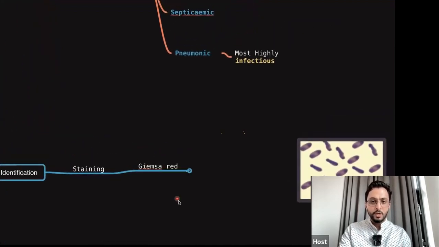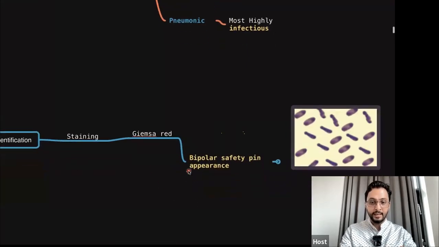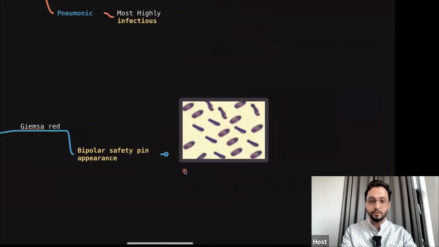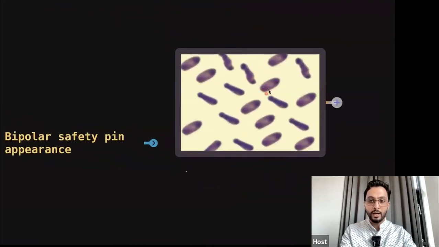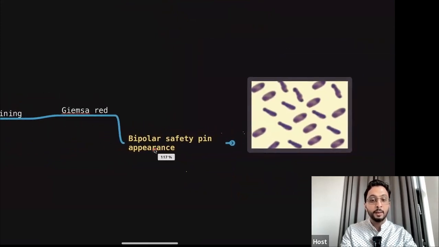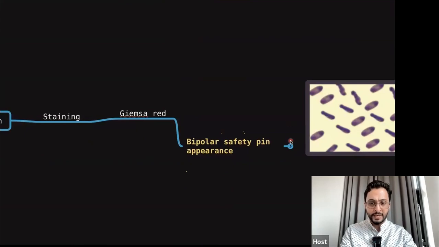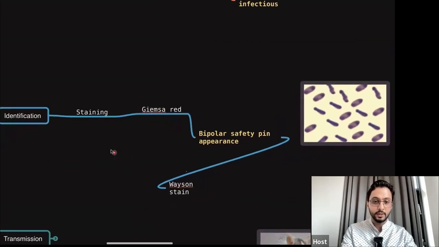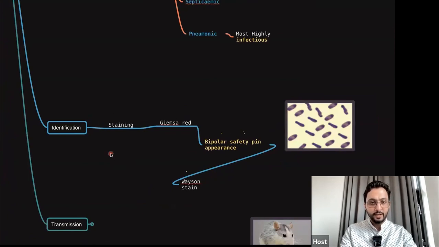I'll show you. If you're using Giemsa red stain, there are different stains to learn, but just know the Giemsa red stain. You'll see that bipolar safety pin appearance. If you see this more intense, bipolar staining, like a safety pin, that's the bipolar safety pin appearance when you stain it with Giemsa red. Another stain you can use is Wayson stain. Once again, you have to identify it, you stain it. Plague bacilli, you stain with Giemsa or Wayson stain, and you get the bipolar safety pin appearance.